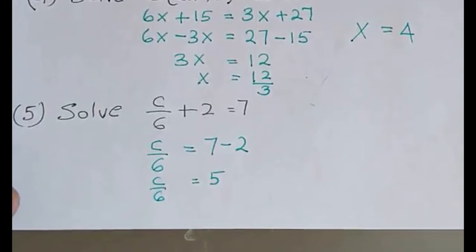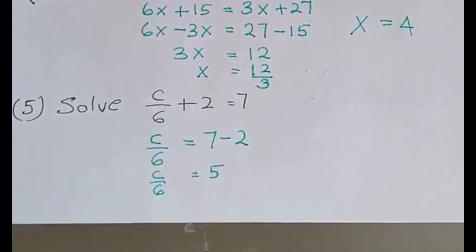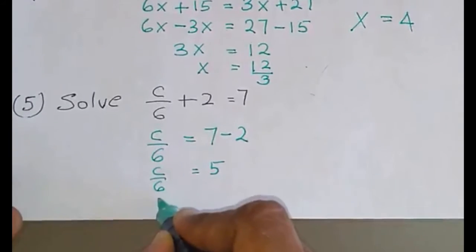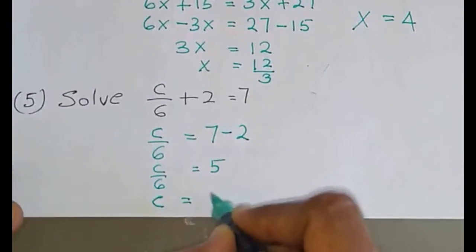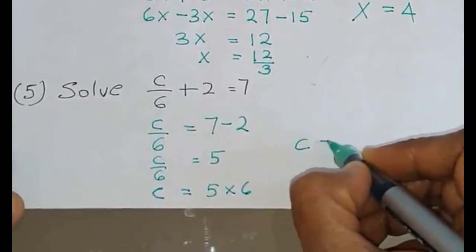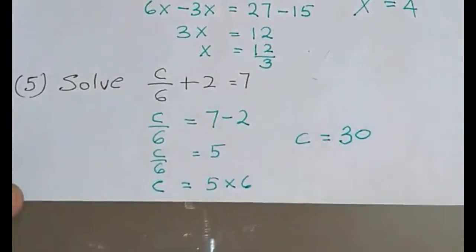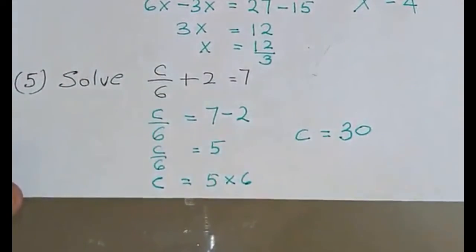Now I have to solve for c. 6 is getting divided. So when I move it to the other side, it's going to be multiplication. So c is going to be equal to 5 times 6. So the final answer would be c is 30. So that would be the final answer.